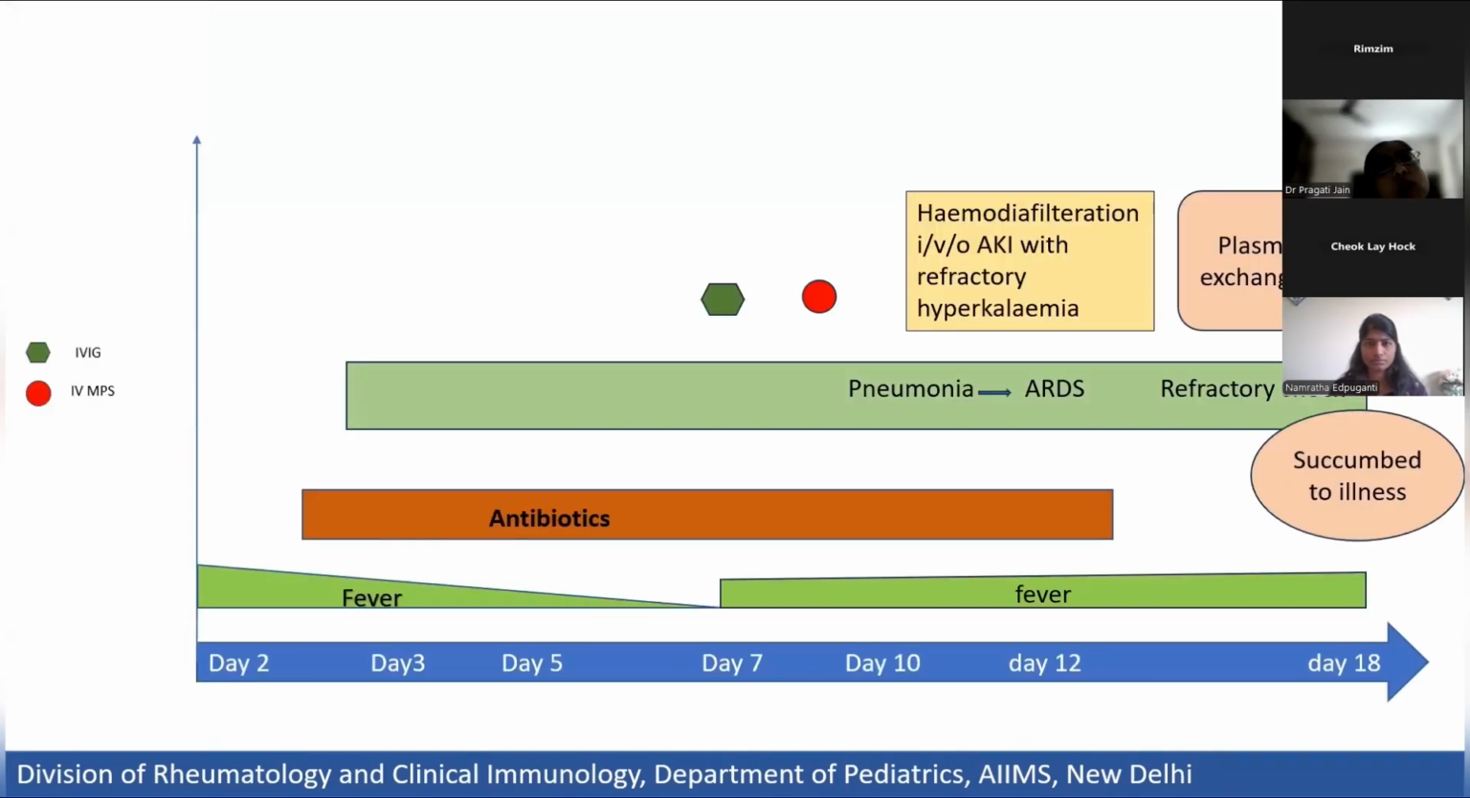So this case, as previously, was diagnosed with JDM with findings of third space loss suggesting systemic capillary leak syndrome. This child was diagnosed a bit late and started on immunosuppressants late, and as a complication of systemic capillary leak syndrome, the child also developed AKI, for which hemodiafiltration was done. There was refractory hyperkalemia, and unfortunately, the child succumbed to the illness despite immunosuppressants.